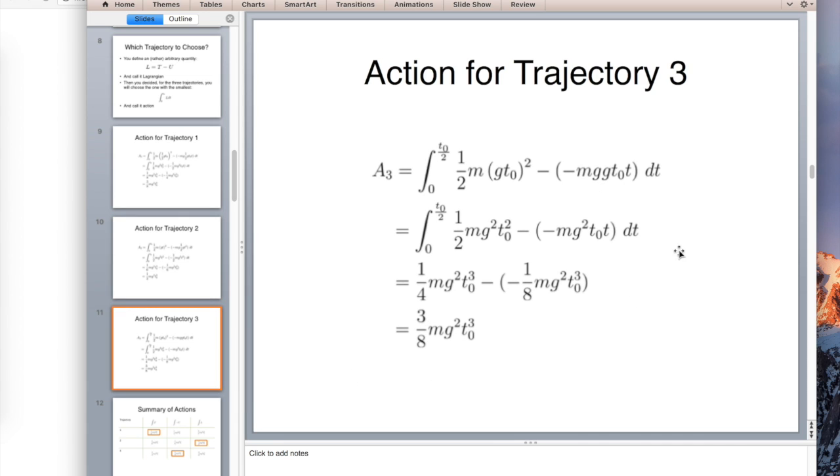The action of trajectory 3 is calculated similarly, but here, as defined in the previous slide, trajectory 3 is a piecewise function, and its non-zero part is defined between half T0 to T0. But it is mathematically equivalent to this integration from time point 0 to half T0. It's just simpler to calculate the integration this way rather than to integrate from half T0 to T0. So if you do this integration, you calculate the action of trajectory 3 is the same as the action of trajectory 1, which is 3/8 mg squared T0 cubed.